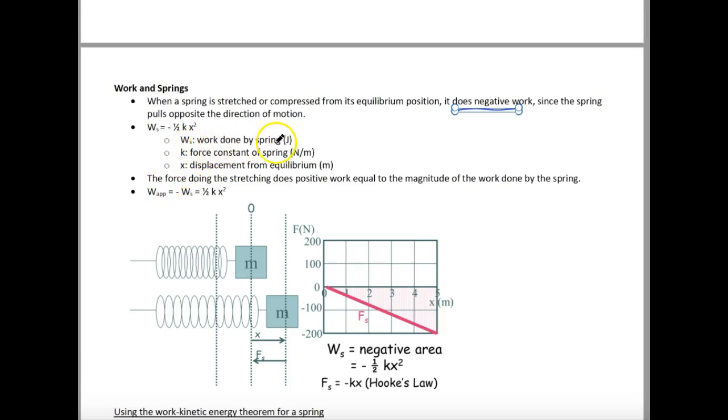So here the work done by the spring is negative. The work done on the spring is positive, so you have to be careful with that. The force doing the stretching does positive work, equal to the magnitude of the work done by the spring, which is negative. So here is the positive work that is done to stretch the spring, and this is the work the spring does, because it is always resisting. So springs always resist. They resist whether you stretch them or you compress them.